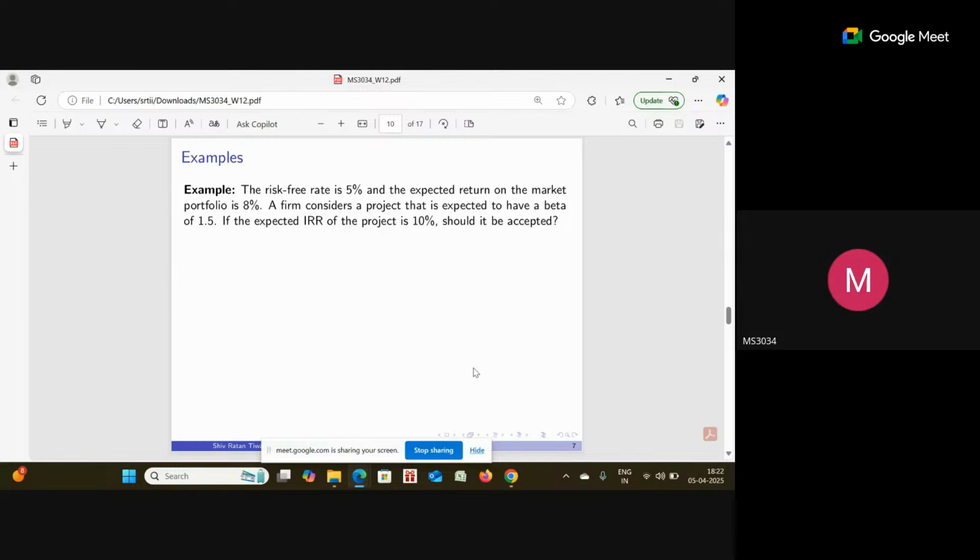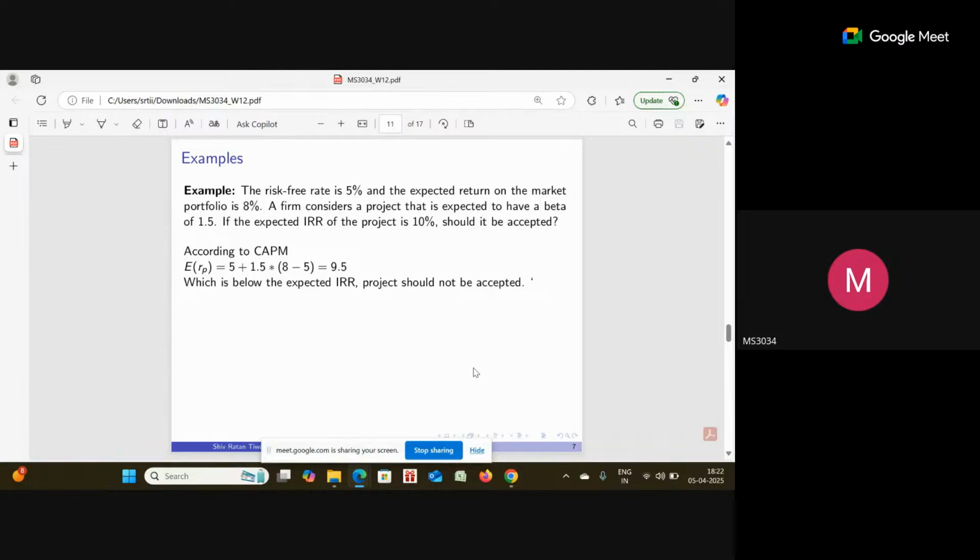So from CAPM, what we can do is compute the hurdle rate, which is the predicted expected rate of return for a project, if this is given. So if we calculate that according to CAPM for this project, that turns out to be RF, that is 5%, plus 1.5, that is the beta, times 8 minus 5, where 8 is the market return and 5 is the risk-free return. So this comes out to be 9.5%. Okay, so this hurdle rate is 9.5%, which is below the expected IRR.